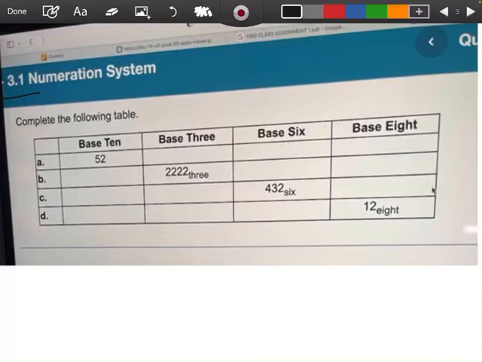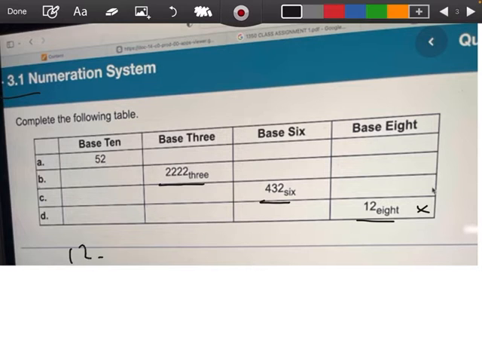Out of section 3.1, this is actually the last question. We've got to fill in the table. So, y'all, the first thing I'm going to do is work with these three numbers and convert them to base 10, okay? I'm actually going to start with this one down here.